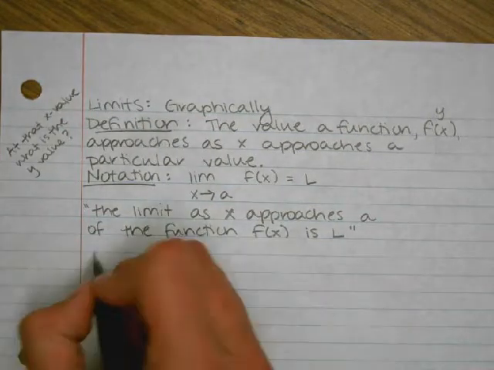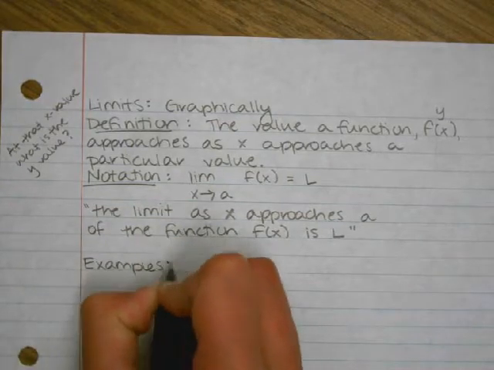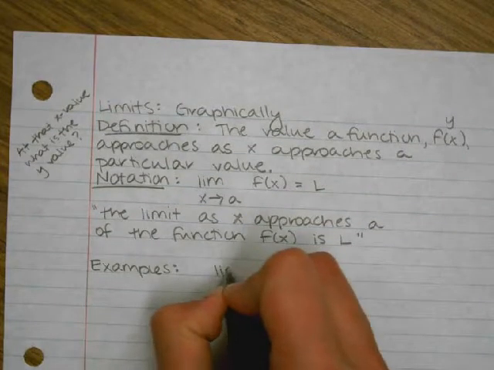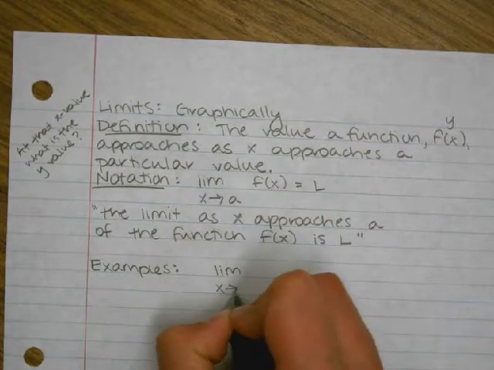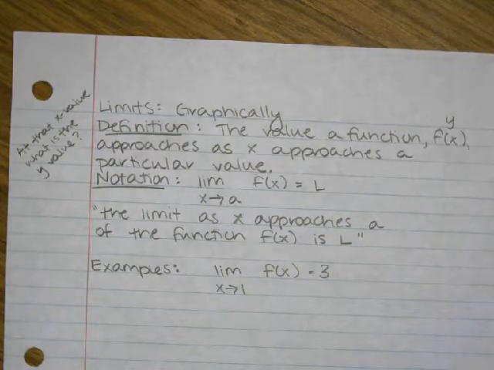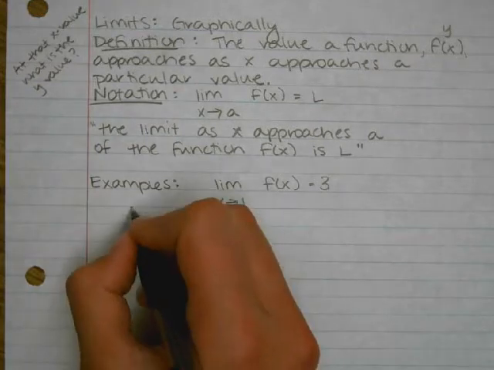Alright, so we're going to look at a few examples. And in all of these examples, the limit as x approaches 1 of f of x is 3. In all three of these examples. So here are the three examples.